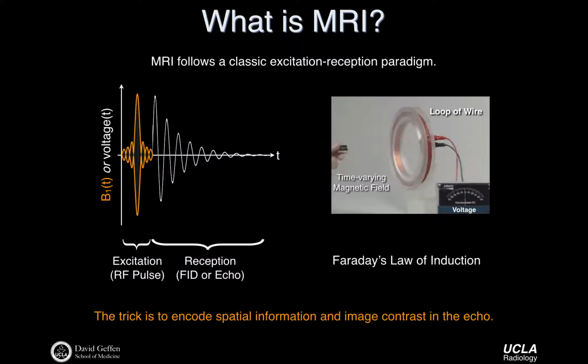Okay. But the real magic of MR, the trick, is how do you encode spatial information in that received information, so that you can form a two or even three-dimensional image, or a time-resolved two or three-dimensional image. And then one of the really wonderful things that we'll explore in this class is how we go about generating different forms of image contrast. One of the big strengths of MR is not just that we get a single kind of image, but that we can get a huge variety of images that report on all kinds of physiological events and tell us a great deal about the actual structure and function of tissue.